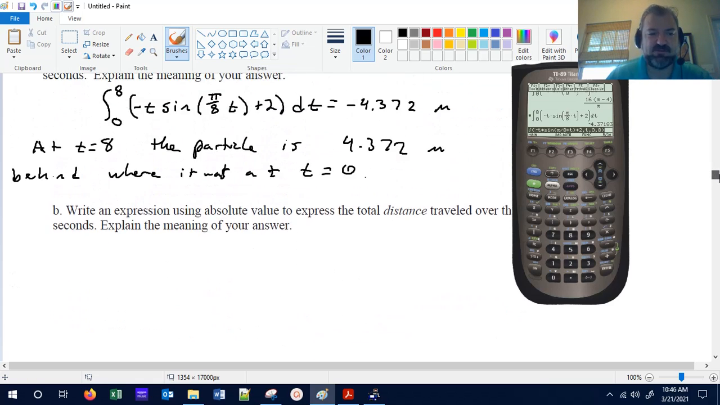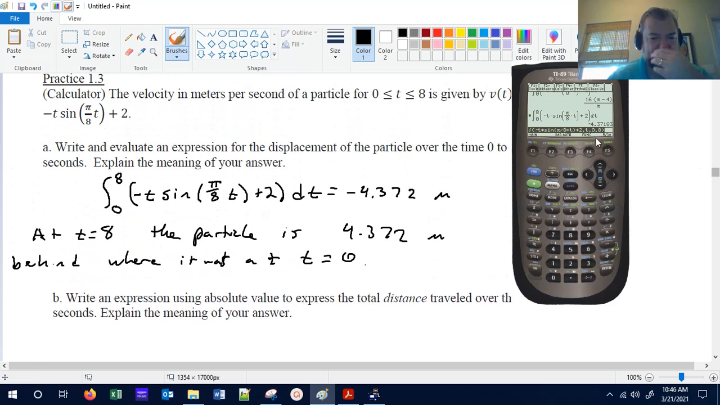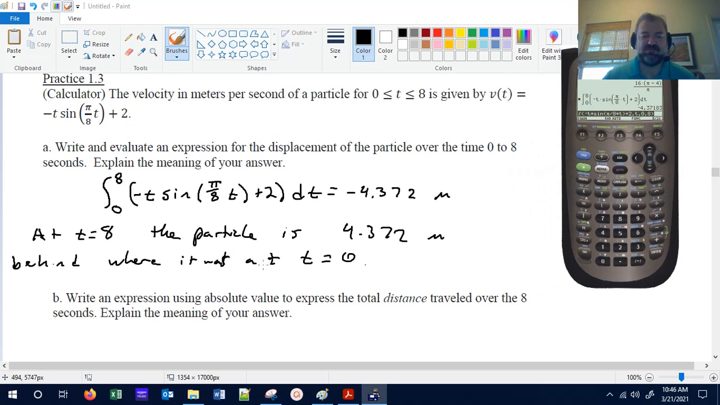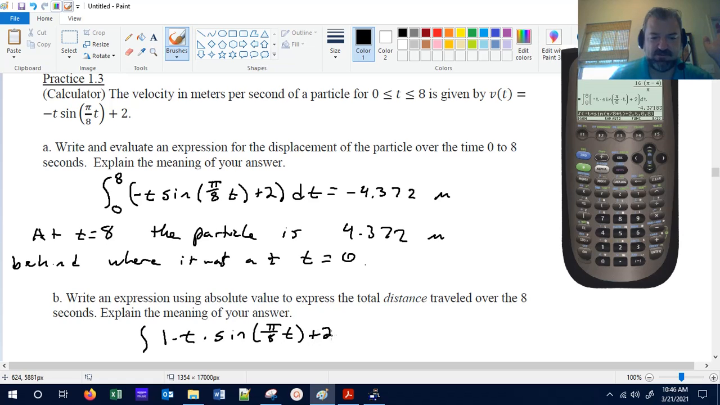All right, next it says write an expression using absolute value to express the total distance. So since distance is the absolute value of displacement, we're going to find the absolute value of the integral. So that's what I wanted to point out, this technique we use for finding the area when two curves crisscrossed multiple times. We can use that here quite effectively. So I'll do the absolute value. And it's extremely important that you put the absolute value inside the integral. Otherwise, you're just taking the absolute value of displacement. You need to take the absolute value of the velocity and then integrate that.